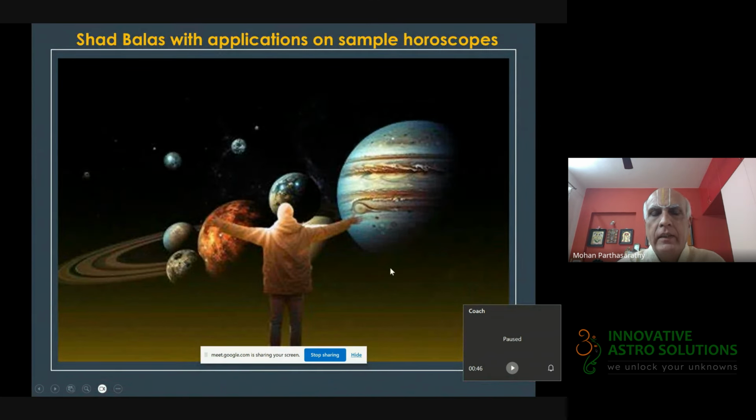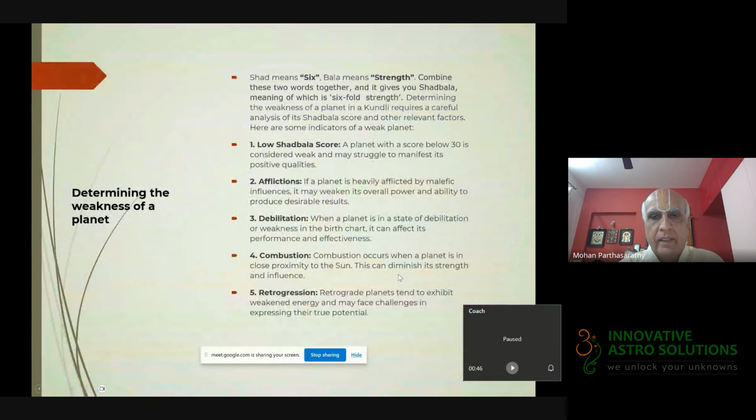Shadbalas with applications on a sample horoscope. I have taken 2 samples, which we will deal with later. Shad means 6, Bala means strength. If we combine these 2 words, we get Shadbala, which means 6-fold strength.